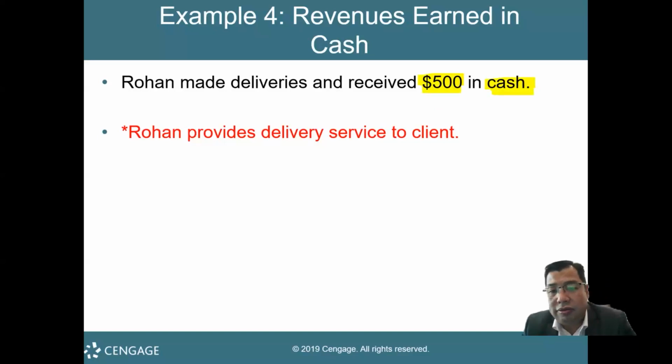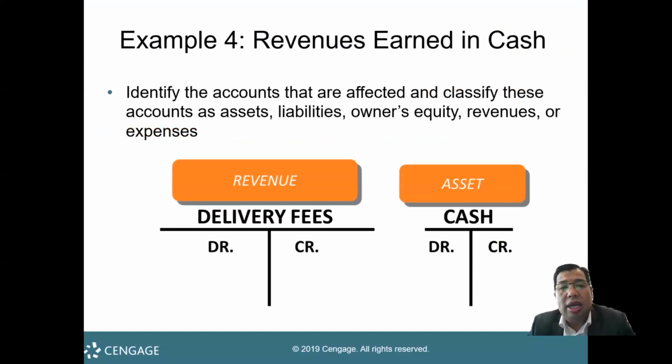So what are the effects of this transaction? We have two accounts affected. Number one is the revenue account, I call it delivery fees. And the second one is an asset. So revenue is going to increase, and also your cash balance will increase. I repeat again, your revenue increases, your cash will also increase.